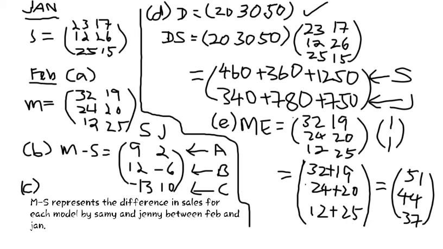If I may highlight down here, we are adding up this, followed by this, and then finally this. We get 51, 44, and 37. And what you may have observed is that this here is Model A, Model B, Model C. We're looking at the total sales from both Sammy and Jenny, but for the month of February. And so this completes part E.